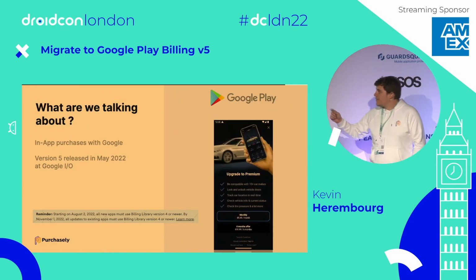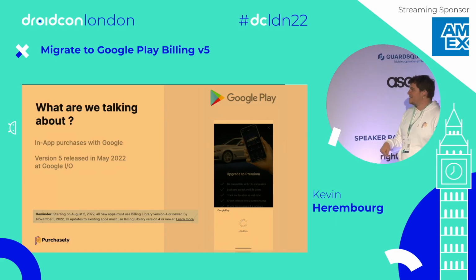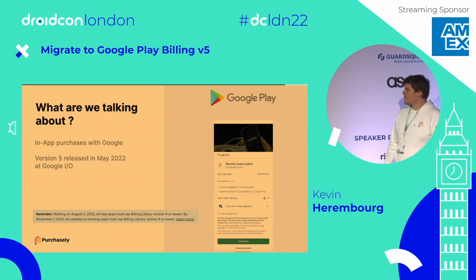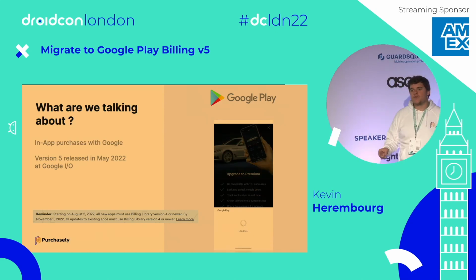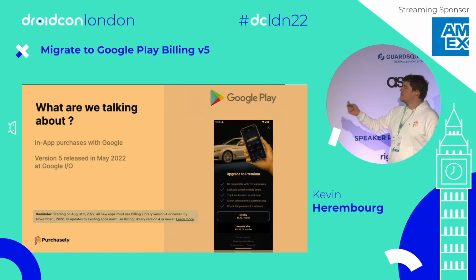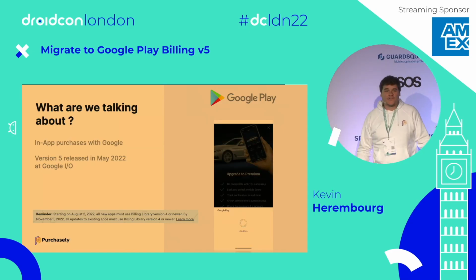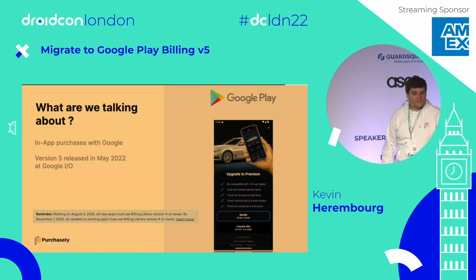And as you can see, a new version was released at Google I/O this year, and this version changed a lot of things. Also, starting this August, all applications must use Google Play Billing version 4, at least. So it's very important to look at what's next, because next year, at the same period in 2023, Google is going to require you to update to Google Play Billing version 5.